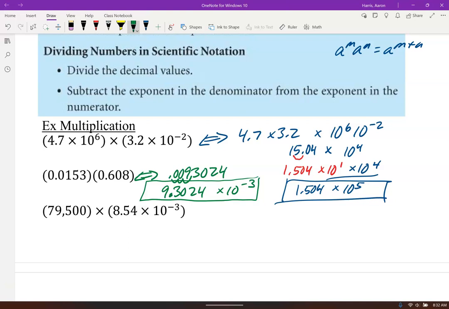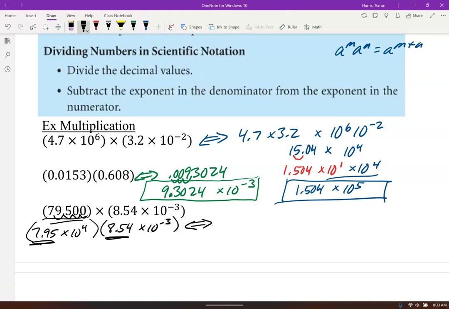And then we could do this next one, either of those approaches. Let me do it the first way. So let me put this in scientific notation. So that's 7.95 times 10 to the 4th. And then I have 8.54 times 10 to the negative 3. So I'm going to multiply 7.95 by 8.54.